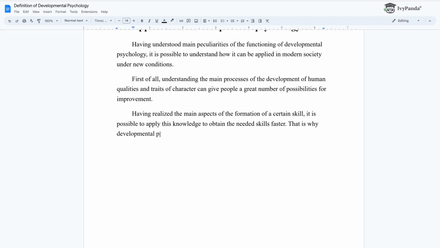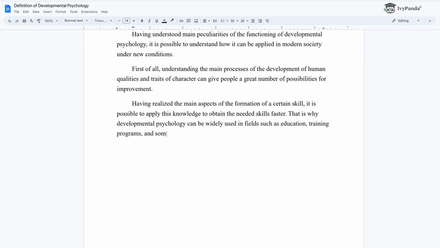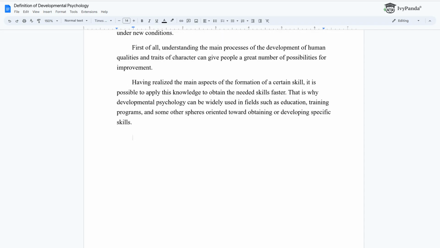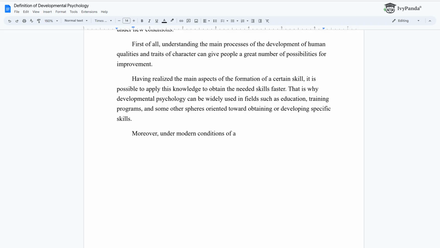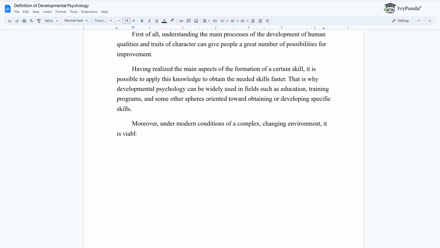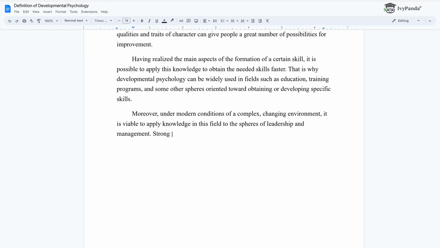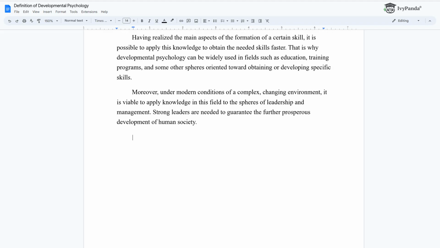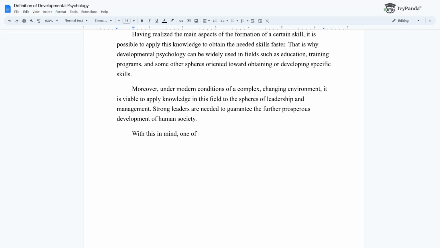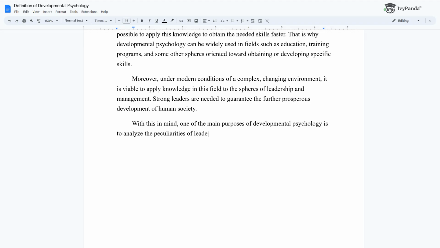That is why developmental psychology can be widely used in fields such as education, training programs, and some other spheres oriented toward obtaining or developing specific skills. Moreover, under modern conditions of a complex, changing environment, it is viable to apply knowledge in this field to the spheres of leadership and management. Strong leaders are needed to guarantee the further prosperous development of human society. With this in mind, one of the main purposes of developmental psychology is to analyze the peculiarities of leaders' development and guarantee their further personal growth.